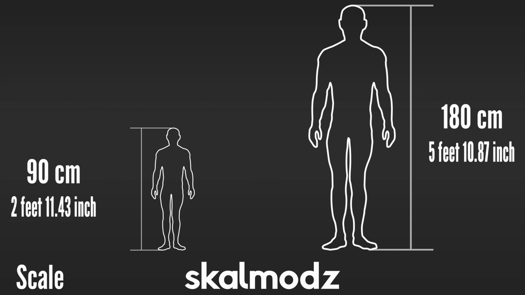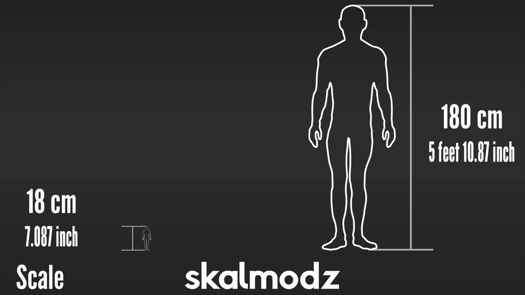Now the second illustration is 90 centimeters or 2 feet 11.43 inches. Because of this, we now have a scale of 1:2. Our illustration is now 18 centimeters or 7.087 inches. We now have a scale of 1:10.